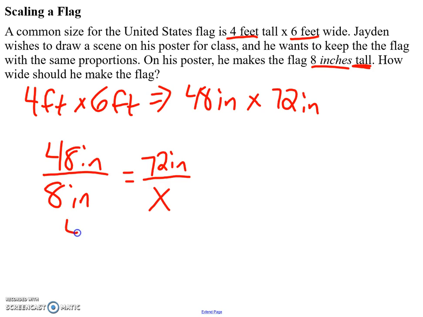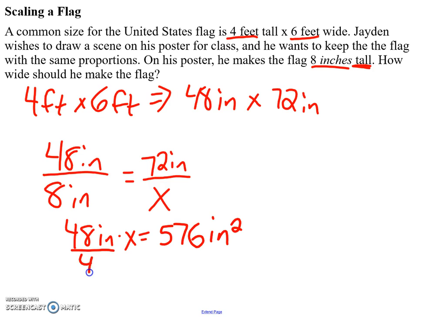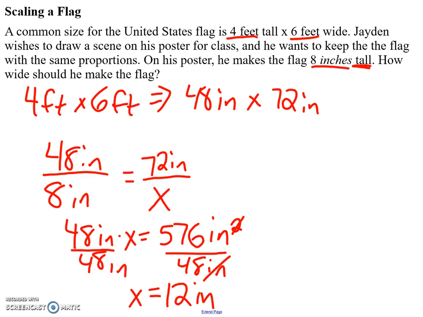So this will give me 48 inches times x will equal 576, and that's inches times inches, so that's inches squared. But I'm going to divide both sides by 48 inches. So I can say that my inches cancels out one of those, leaving me just with a single unit of inches, and x would be 12 inches wide.